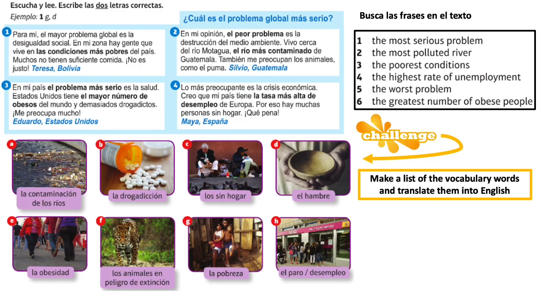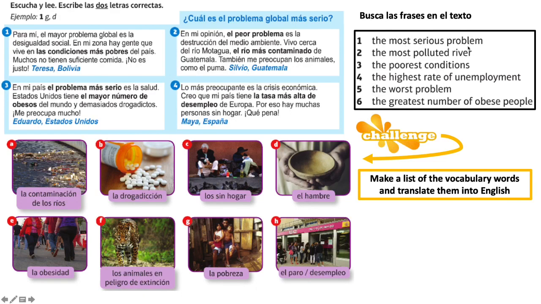Vale, ahora tenemos 4 textos. Tenemos 4 textos, ¿vale? Tenemos 6 frases. Buscamos las frases en el texto, ¿vale? So you are going to read the text, so write leer in your book, and write in English these 6 sentences and the equivalent. The equivalent is around here.